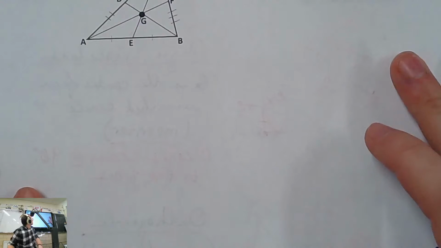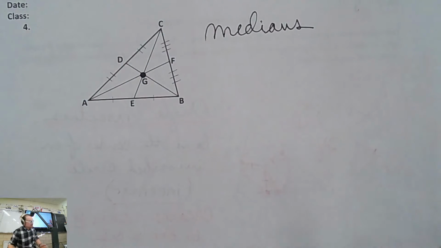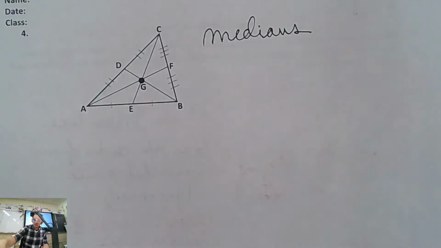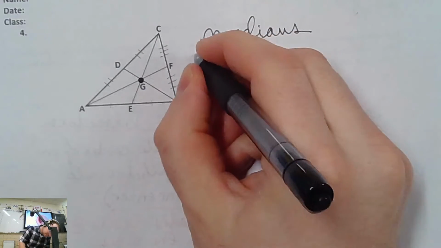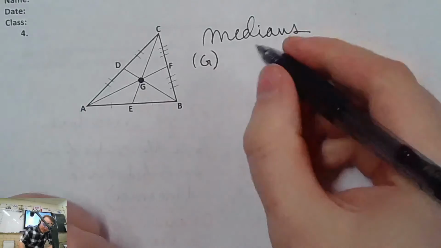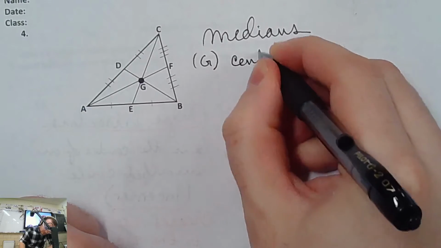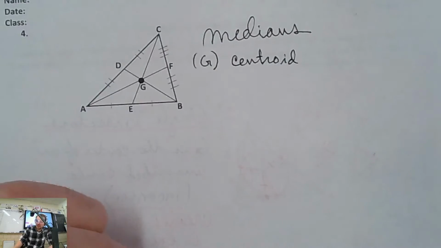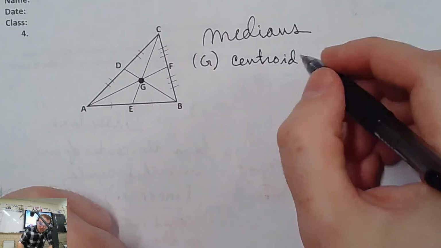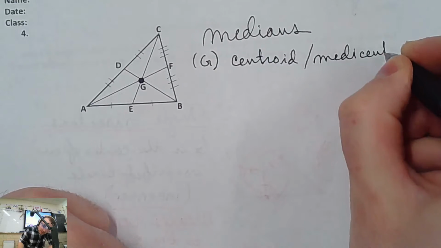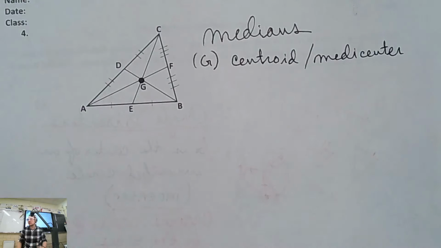We didn't get to medians, though. So medians connect vertex to midpoint. And the center, G, that point right there, we call the centroid. If you were from Eastern Europe, you call it the medicenter. Actually, that's what I call it because I am from Eastern Europe, of course. No, I just like medicenter better because it sounds like median. It helps me remember what goes with what.